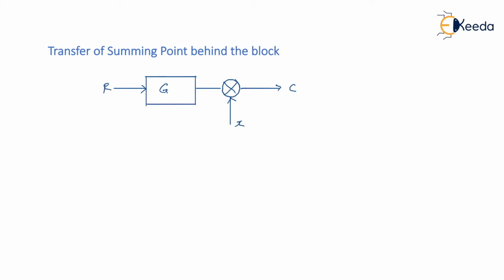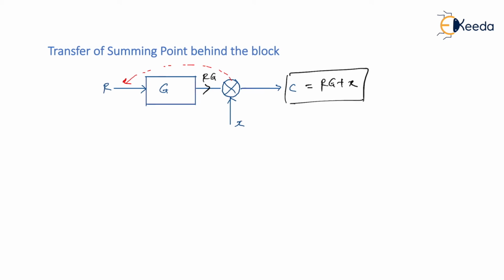This is exactly the inverse law we are talking about now, so it won't take so much time to explain. We have to shift this summing point behind the block, or before the block, or to the left-hand side of the block. It is one and the same thing. Before I do any shifting, let me see what the output was. Here the output is only C. The input of this summing point will be R into G, that is nothing but the input into the transfer function, and the value of C is RG plus X.